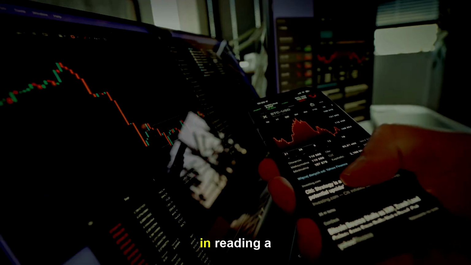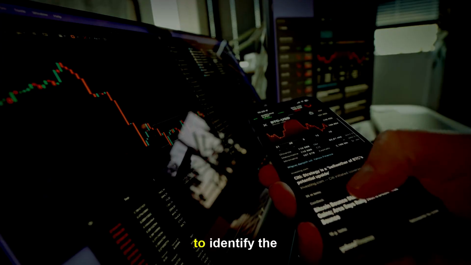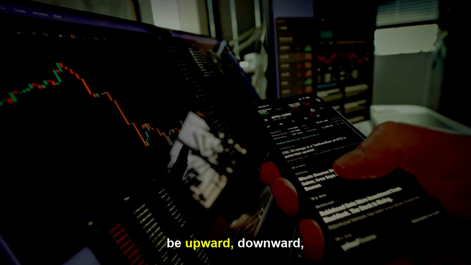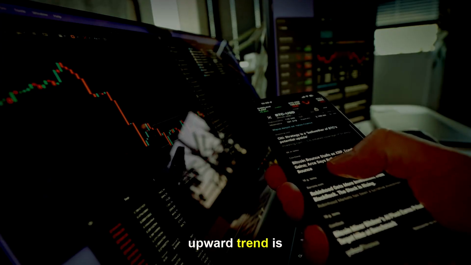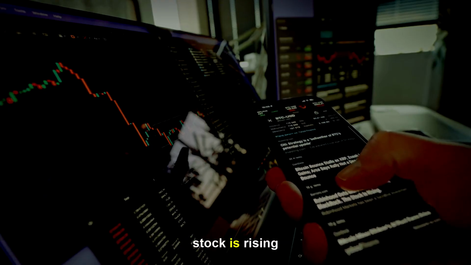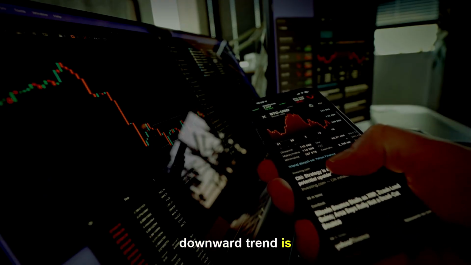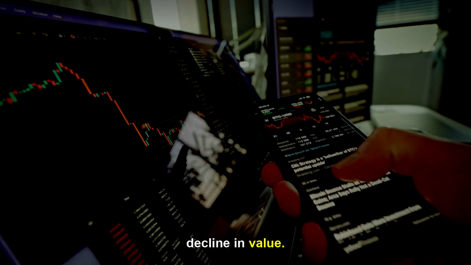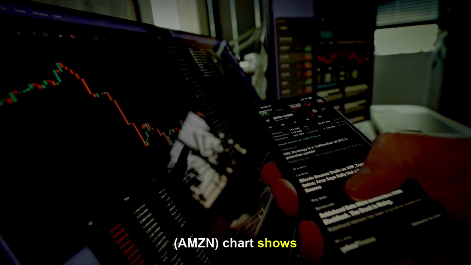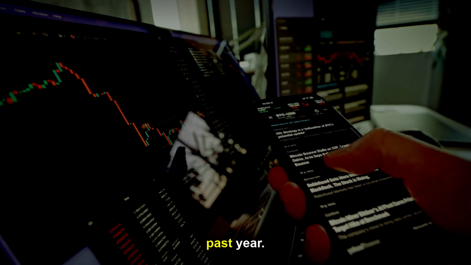The first step in reading a stock chart is to identify the trend. Trends can be upward, downward, or sideways. An upward trend is bullish, indicating the stock is rising in value. A downward trend is bearish, showing a decline in value. For example, Amazon's AMZN chart shows a strong upward trend over the past year.